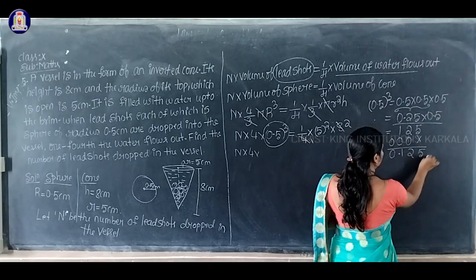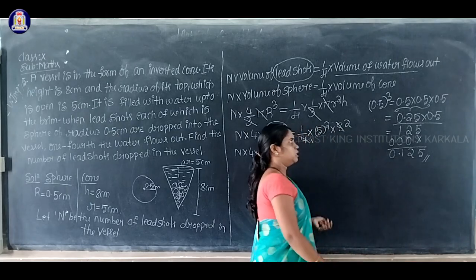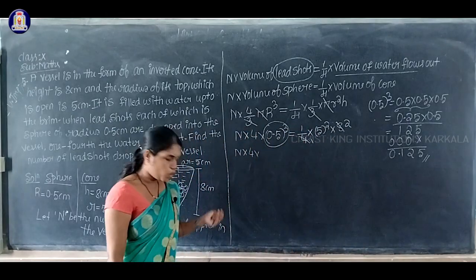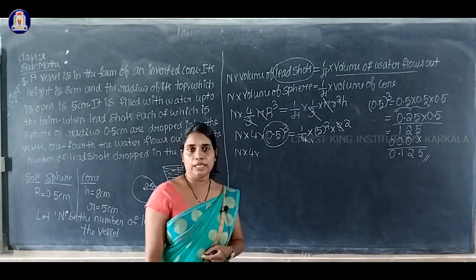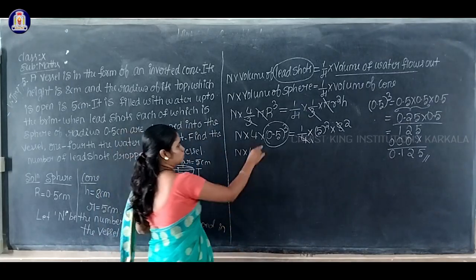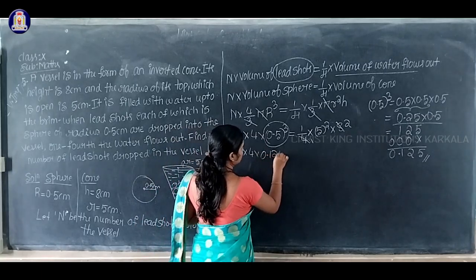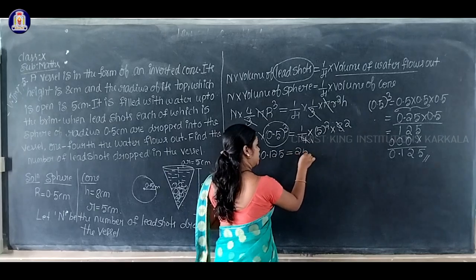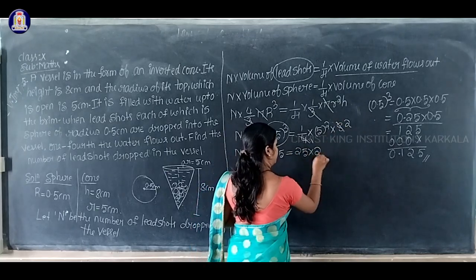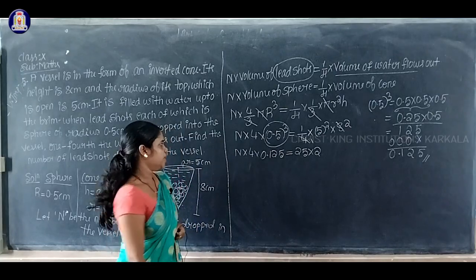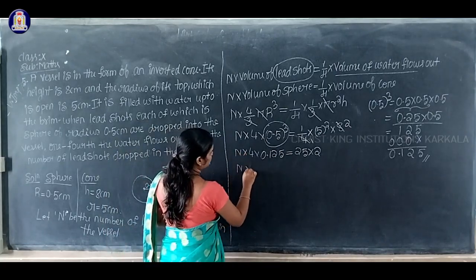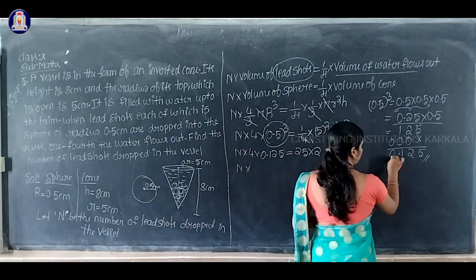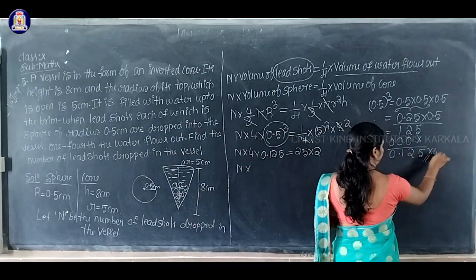So therefore, what is the answer? 0.125. Okay, so therefore 0.5 whole cube equal to 0.125. Okay, so therefore 0.125 equal to 5 square equal to 25. So 25 into 2. Okay, so now n into 4 into 0.125. Okay, so multiply 0.125 with 4.